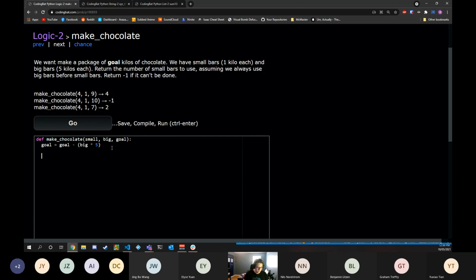Because this lets me then determine if goal is bigger than small, if my remaining chocolate bars that I have to deal with is bigger than what I currently have, return -1. It's impossible. I do not have enough small chocolate bars to make this. Else, return small minus, or goal minus small. Whoops. Or actually, yeah, return small. I don't have to worry about goal.